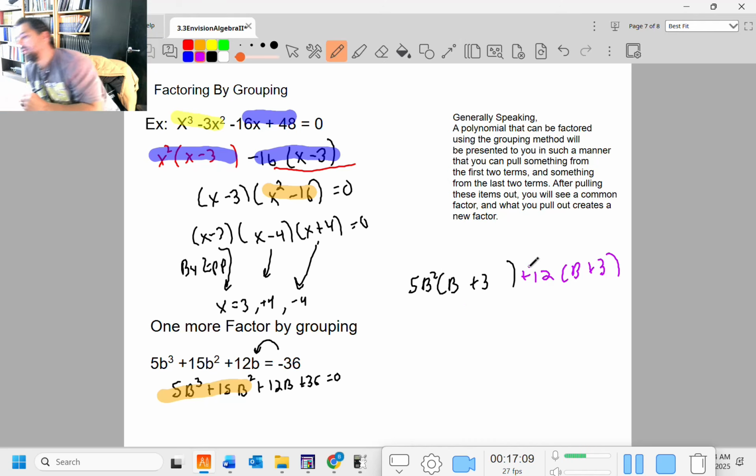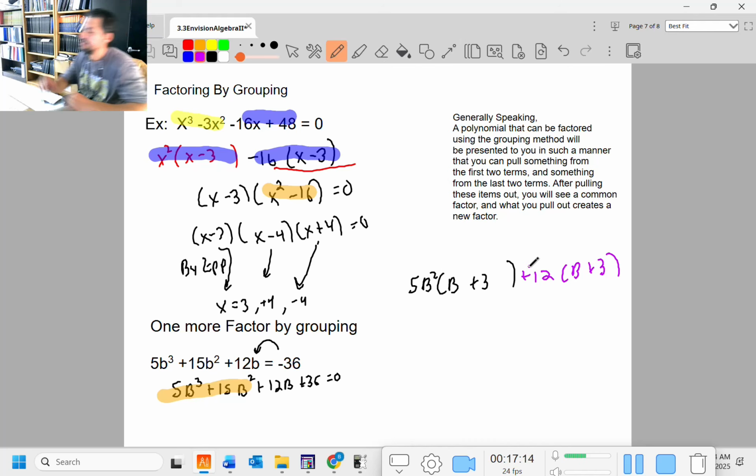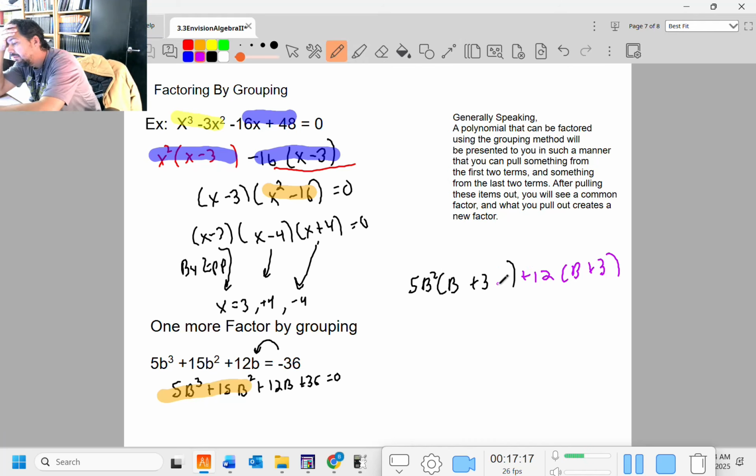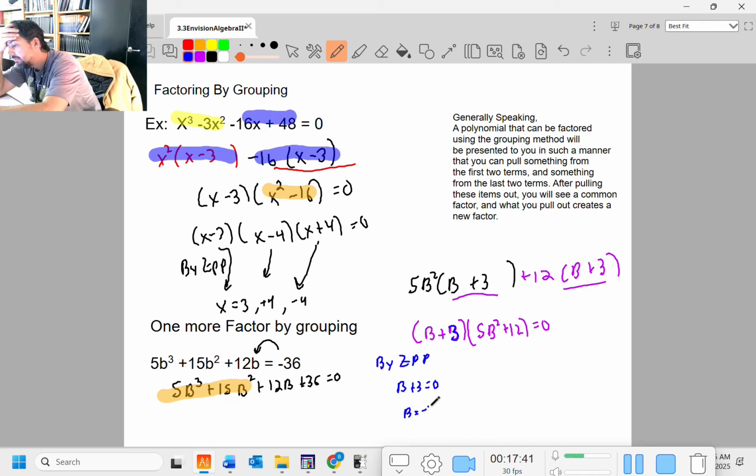That's got to be a positive here, by the way, because 12 times b is 12b, and 12 times 3 is 36. Again, what these 2 pieces have in common is b plus 3. The stuff that's left over is 5b squared plus 12, all equal to 0. That's supposed to be a 3. Now, by ZPP, b plus 3 is 0, so b is negative 3. And this guy right here, we'll go ahead and start it off.